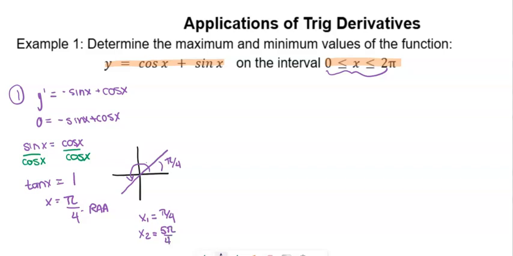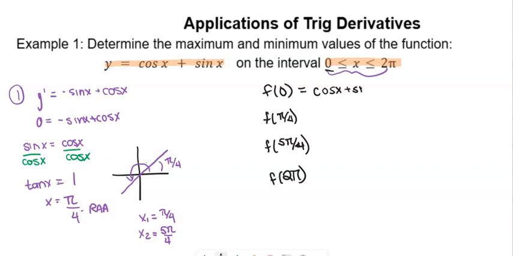Okay, now we're just going to check to see which is the maximum and the minimum. So the smallest value of the function that I'm checking is f at 0. I also want to check f at pi over 4, I also want to check 5 pi over 4, and I also want to check 2 pi of my function.